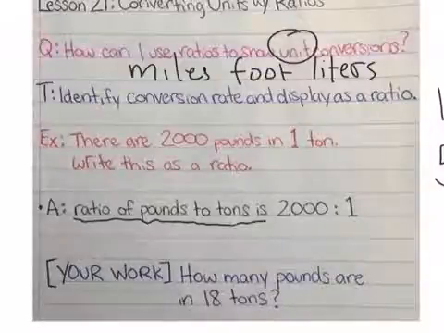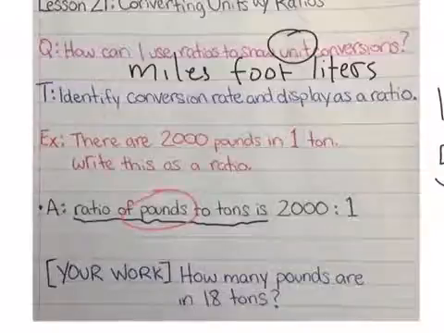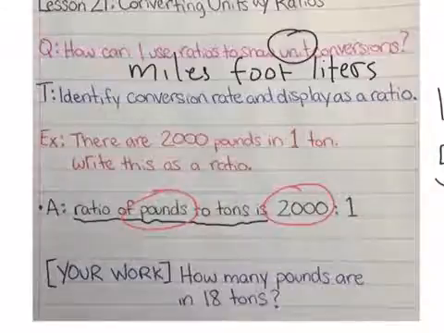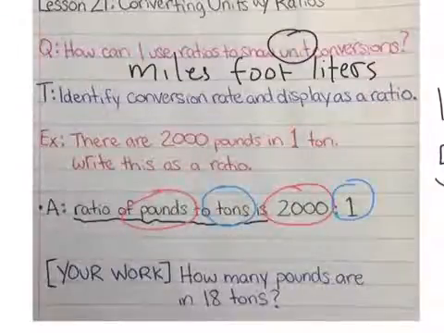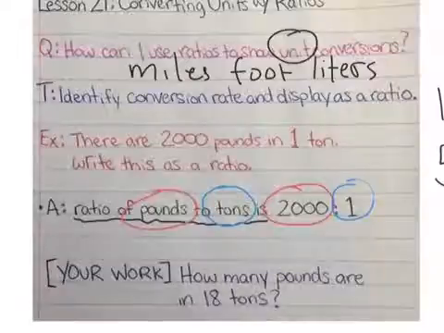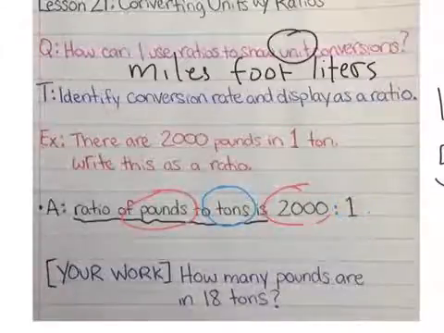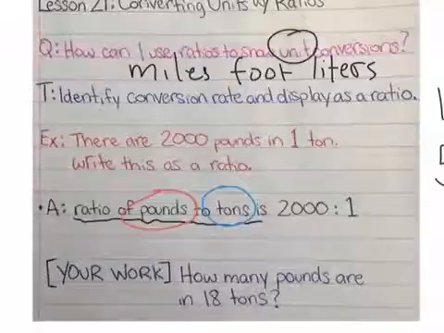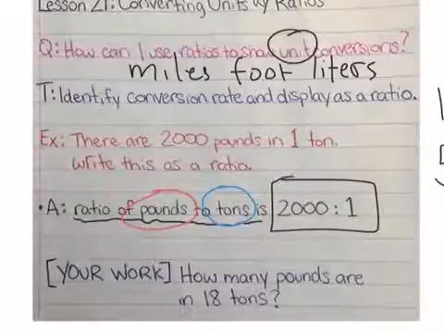All you really have to make sure you do here is that you write all this information. The ratio of pounds to tons is, and since you started with pounds, 2,000 pounds has to be your x value. Since your second quantity was tons, your y has to be 1 ton. So it really is just 2,000 to 1. That's your ratio.